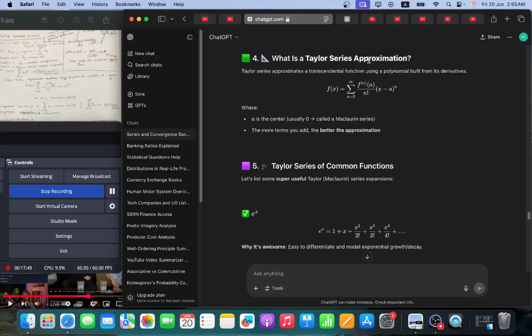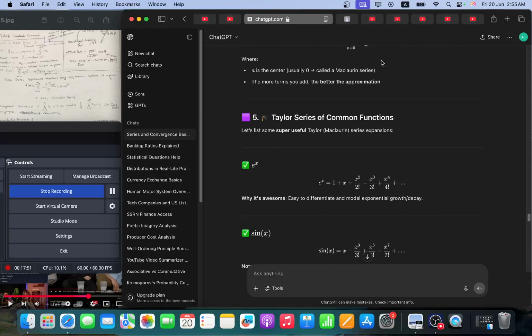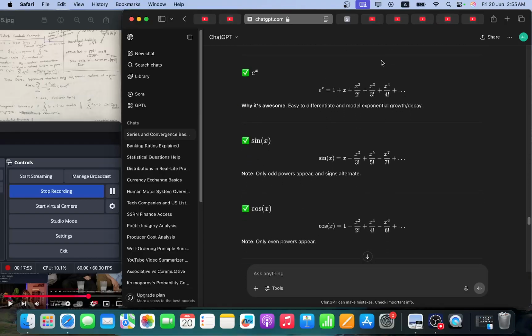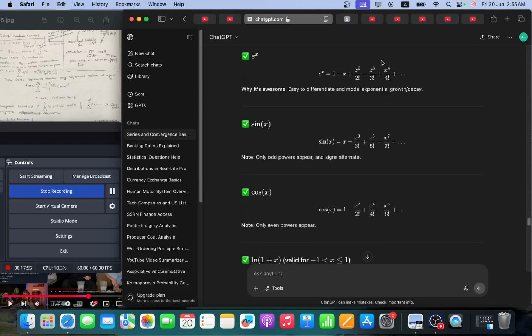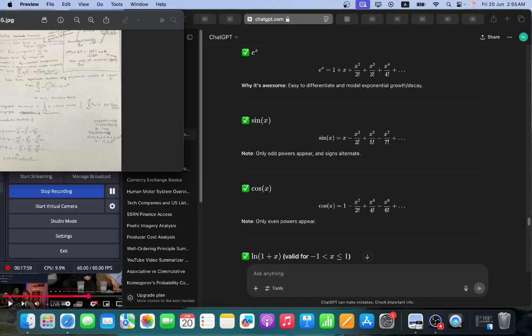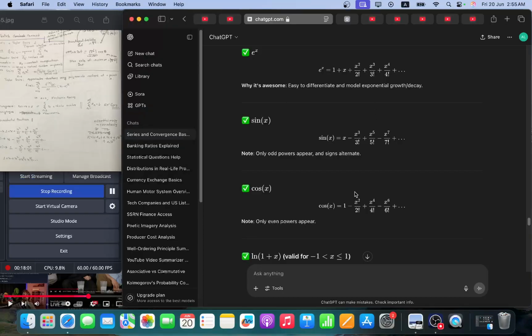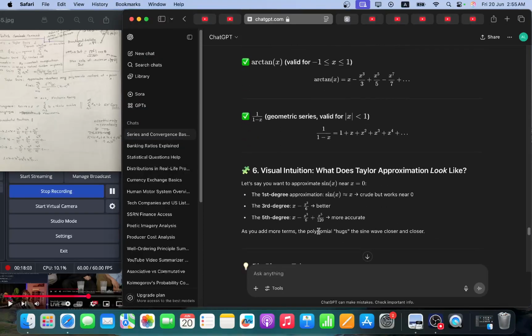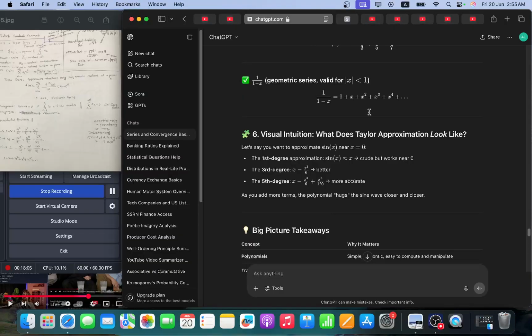What is a Taylor series approximation? We have gone through this many times, and it basically describes the portion that I get. This portion is described here. Yes, this was the geometric series.